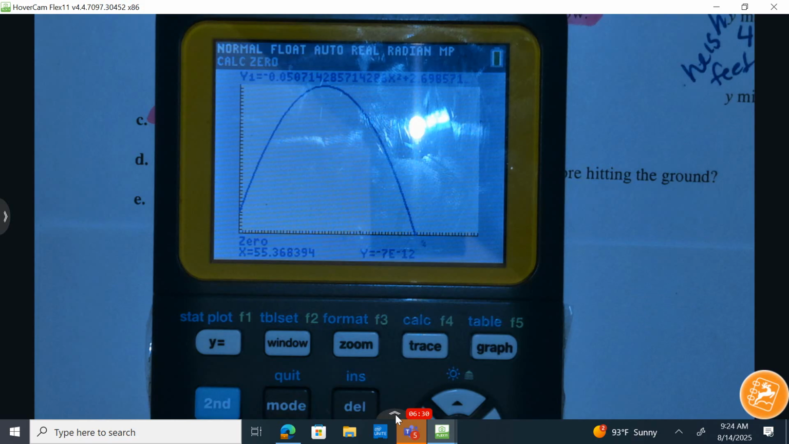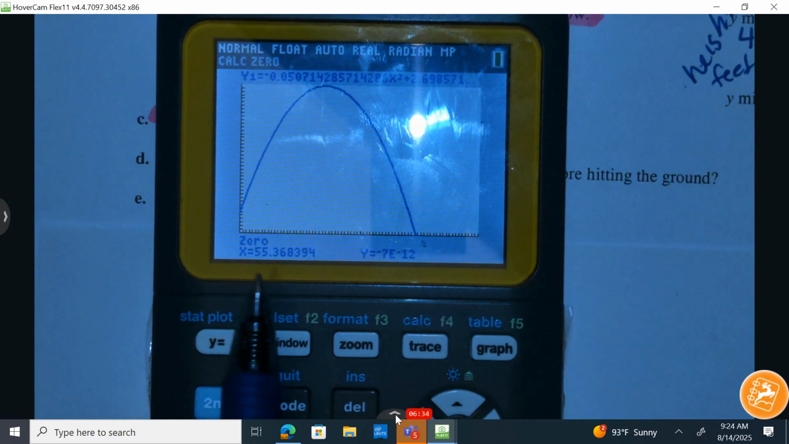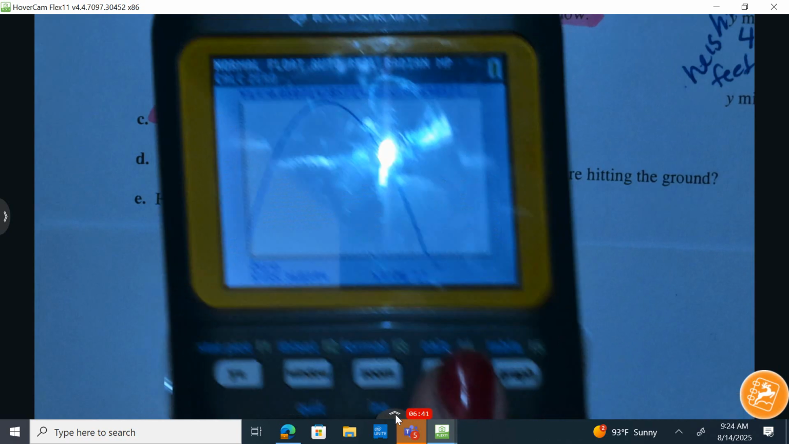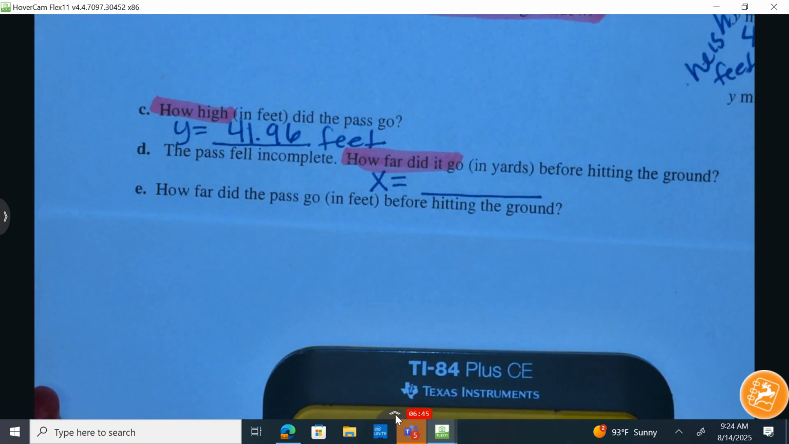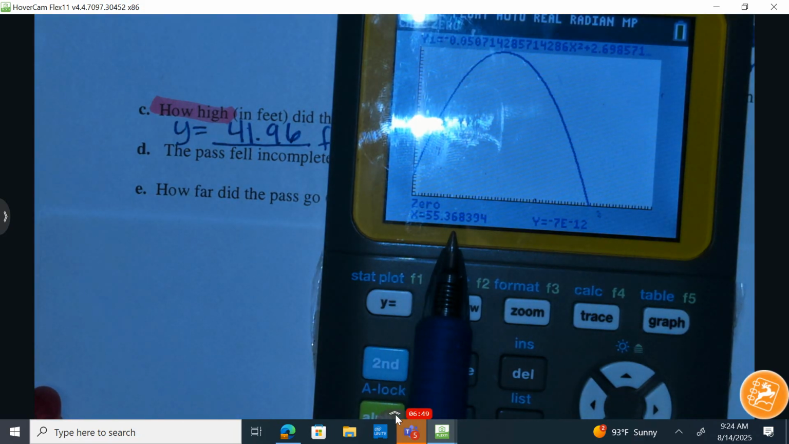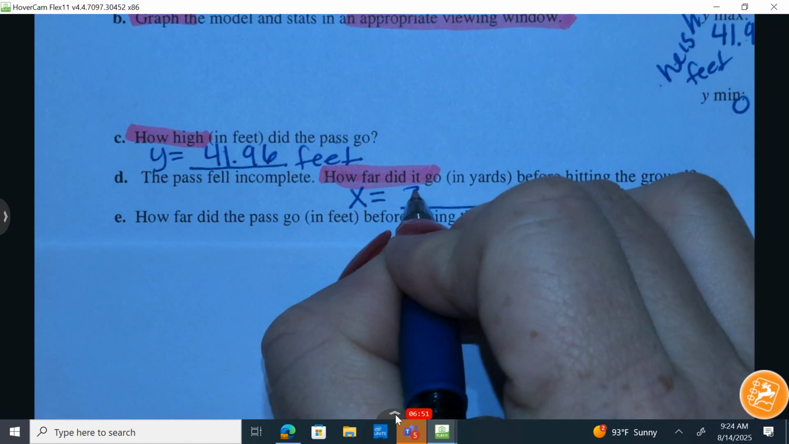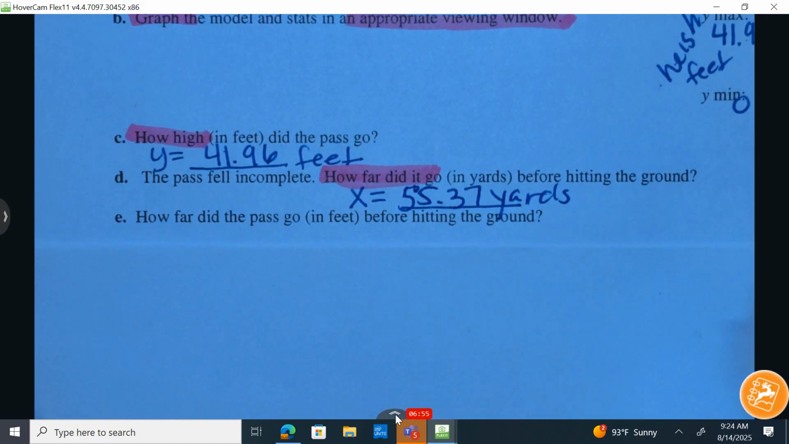In the last few days, several students are confused. They're like, I see an E. Remember, this is scientific notation, but really this is approximately 0. So this is 55.37, 0. But it does not ask for an ordered pair. It asks how far did it go? Well, that's the distance in yards. So that's the x value. 55.37 yards. Make sure that we have correctly labeled it.